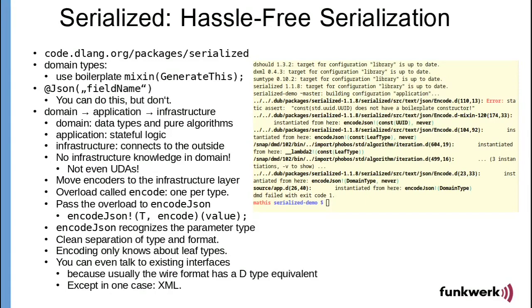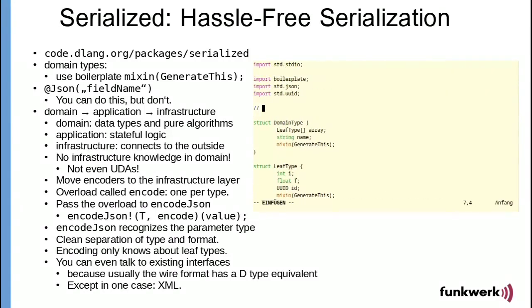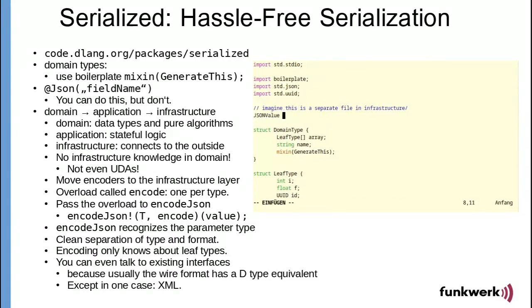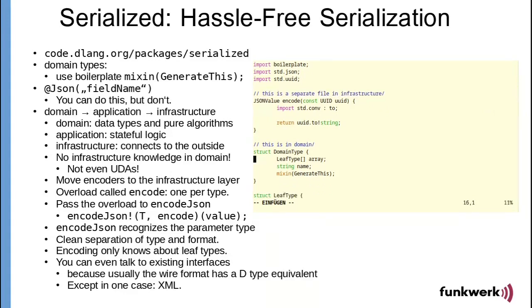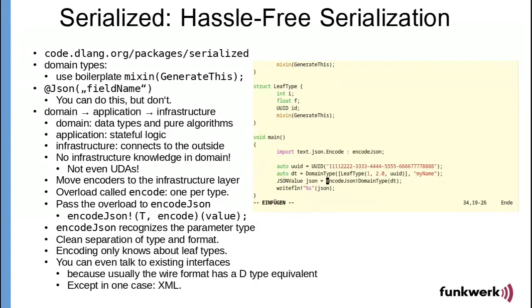So the first thing here is that we need to have the encode function in a separate file. We need to have it in the infrastructure layer. And we need to have it not at all touching into the domain layer. So I'm just going to whip this up here. And what we're going to do is we're going to take that encode function and we're going to pass it to encode JSON as a second parameter.